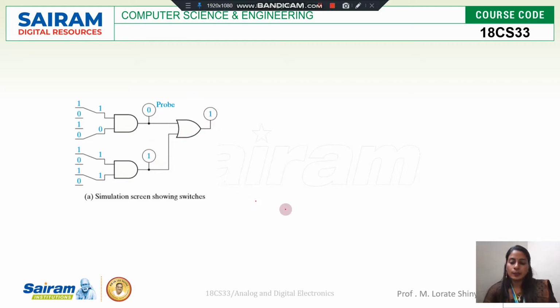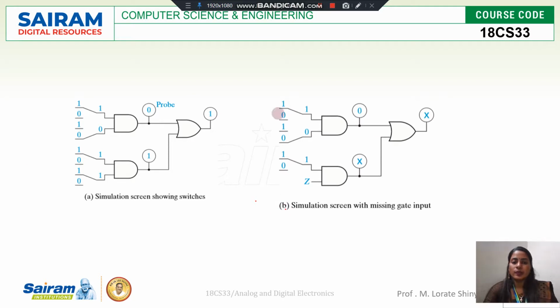One more. The first AND gate inputs are 1 and 0, so 1 into 0, 0 is the output. The second gate inputs are 1 and Z, so the output is don't care, it can be 0 or 1, we don't know. Now the inputs for the OR gate are 0 and X, so the output is X. The output can be 0 or 1.